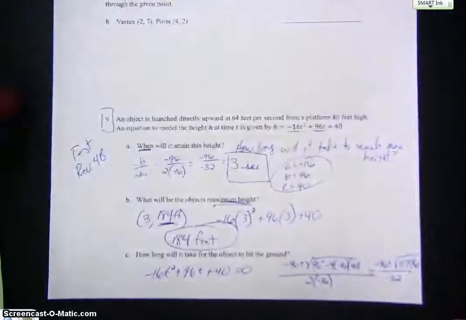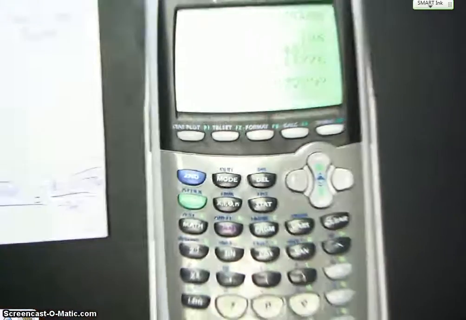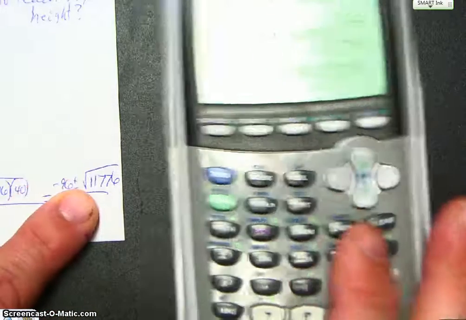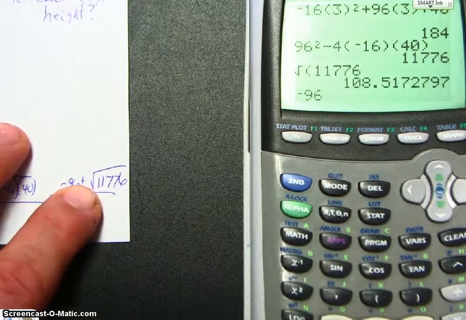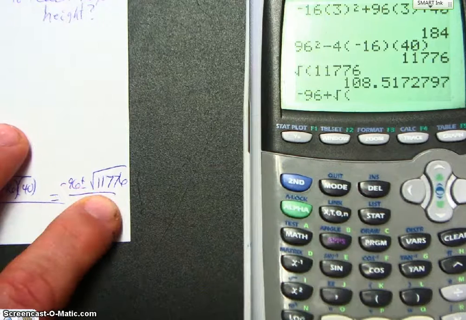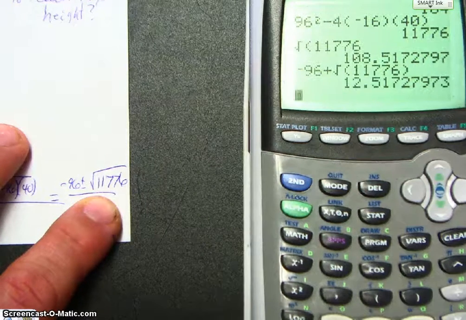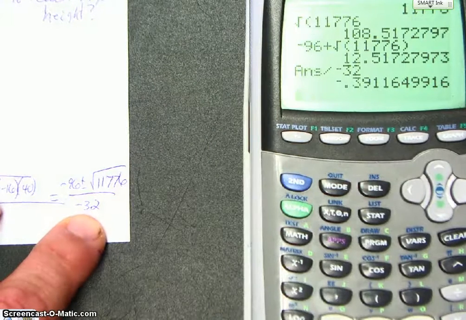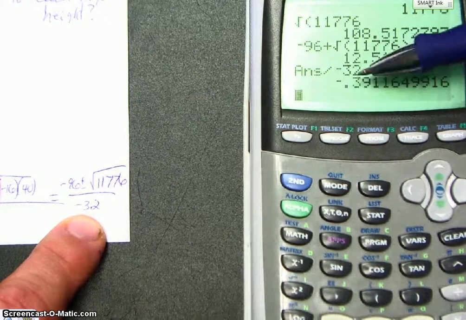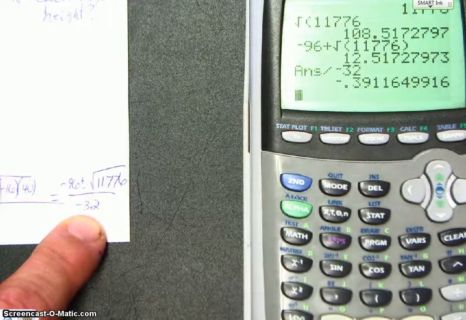So what I'm going to do is use a calculator, and I'm just going to put this value in, just the way it looks. Okay? So I'm going to do negative 96 plus the square root of 11776. All right, hit enter, and I'm going to divide by negative 32, and I get a negative answer. Now, a negative answer would mean it took the rocket negative 0.4 seconds. Well, time cannot be negative, so we can't use that answer.